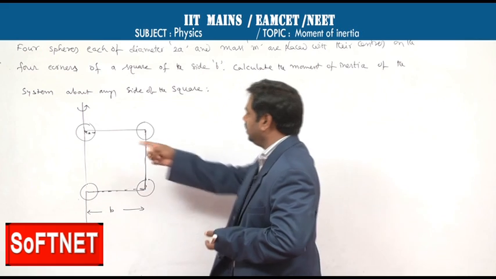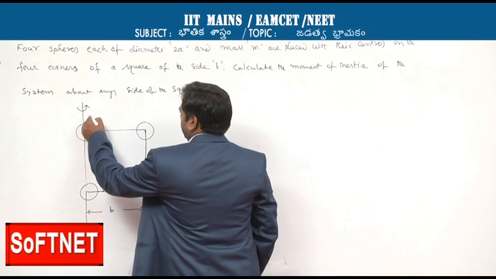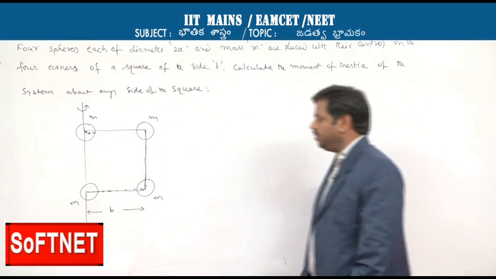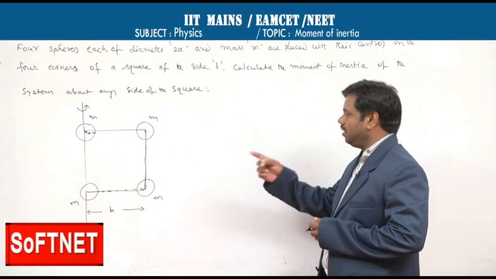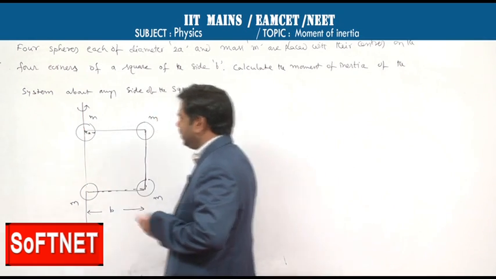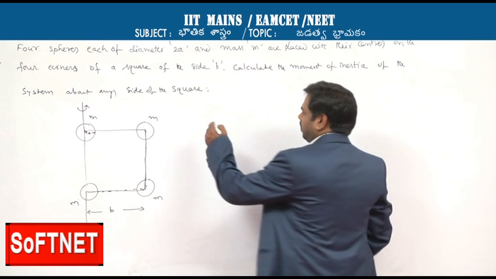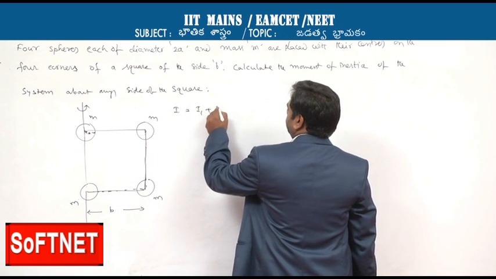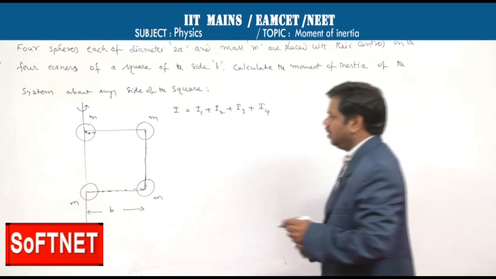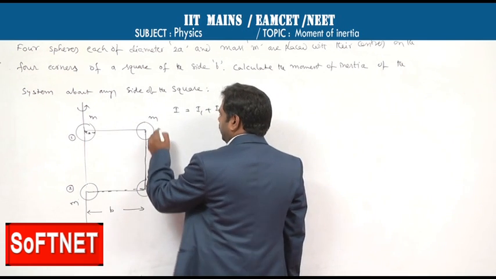4 spheres are given, they are placed at the 4 corners of the square. The mass of each sphere is given small m, the side of the square is given b, and the radius of the sphere is given a. Now we require to find out the moment of inertia about this axis. Simply again we can assume that there are 4 particles. So moment of inertia of this system I is equal to I1 plus I2 plus I3 plus I4. Now let me call this 1, this 2, this 3, and this 4.